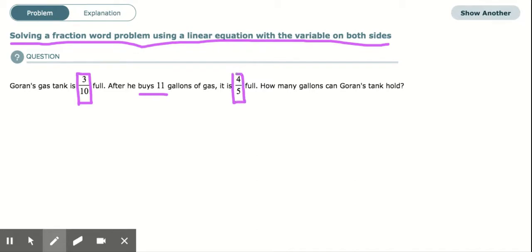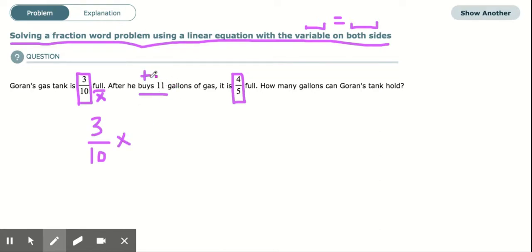That's your second fraction. Now, since there's variables on both sides, we know that there's going to be variables on both sides of the equal sign. So how many gallons can Goran's tank hold? So when it's 3/10 full, we can think of the whole tank as x. So 3/10 of x after he buys 11 gallons.